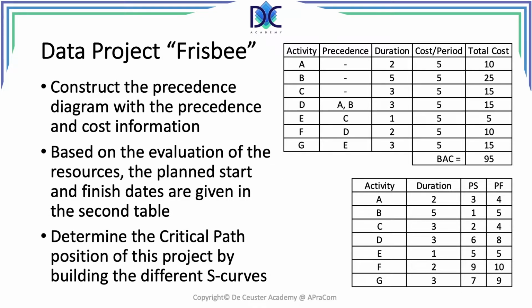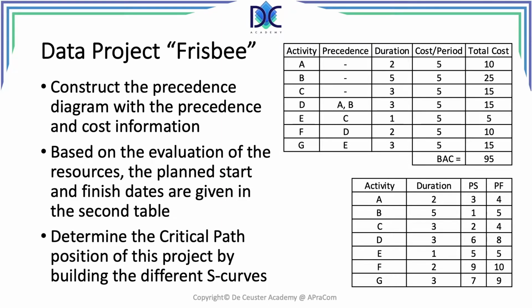Here we have the data of the project Frisbee. On the top right, we have the precedence diagram, including the duration and the cost of the activities, the cost per period. And we can calculate the total cost of the activities and the budget at completion, the total cost of the project. The bottom table shows us the planned start and the planned finish of every activity. We obtain this after resource leveling, and this is in fact the schedule baseline of the project.